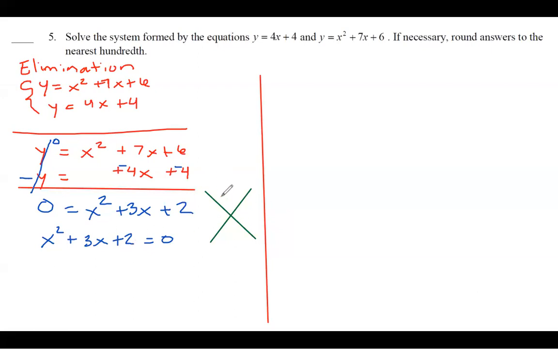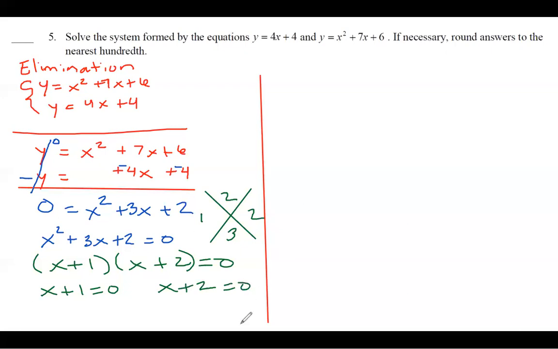Okay, so what items add or multiply? Multiply 2 and add it to 3. 1 and 2. Yeah, they multiply to 2 and add it to 3. Yes. So my factor should be what? X plus 1 and x plus 2 equals 0. What do I do with the two factors? We make them both equal to 0. So it'd be x plus 1 equals 0 and x plus 2 equals 0. So therefore my solutions are x equals -1 and -2.